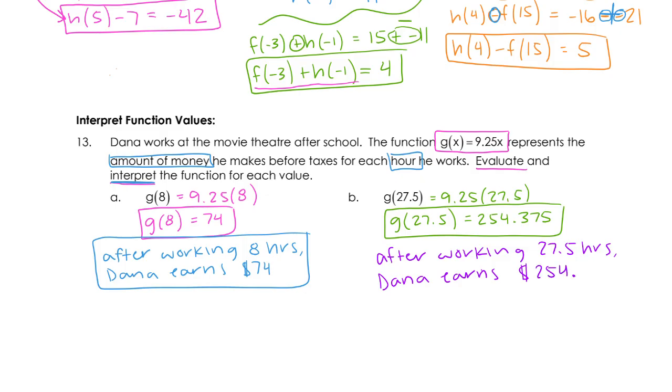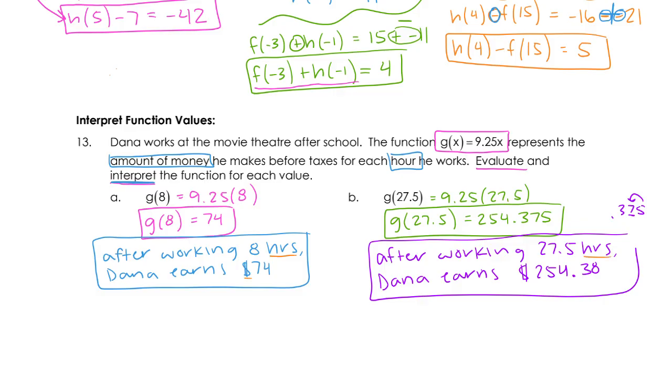$254 point, we can't put 375 because that's not how you write money. So we'd have to actually pay attention to 0.375. We have to round to the nearest hundredth here. So then the 5 is going to tell the 7 to round up to 8. So then this would be 0.38 for our final answer. Please make sure, just a rule of thumb, you are labeling with hours and a dollar sign. Hours and a dollar sign.